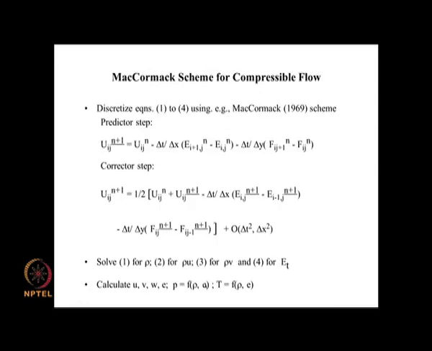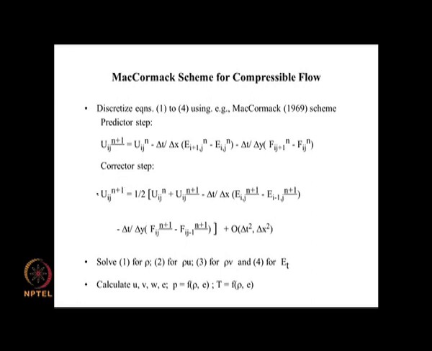Now, one final thing we would like to note is that if you look at this evaluation here, this is uij n plus 1 bar, and it is expressed in terms of uij n, ei plus 1 n, ei n, and fij plus 1 n, fij n. So everything on the right hand side is at time step n. This is known, and therefore this is an explicit evaluation of uij n plus 1 bar.